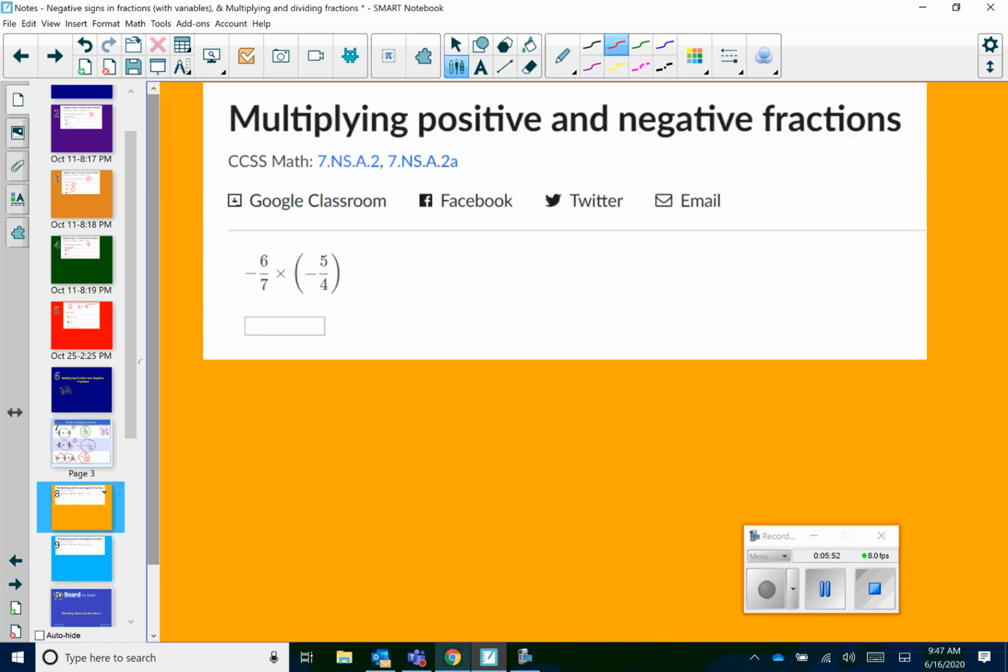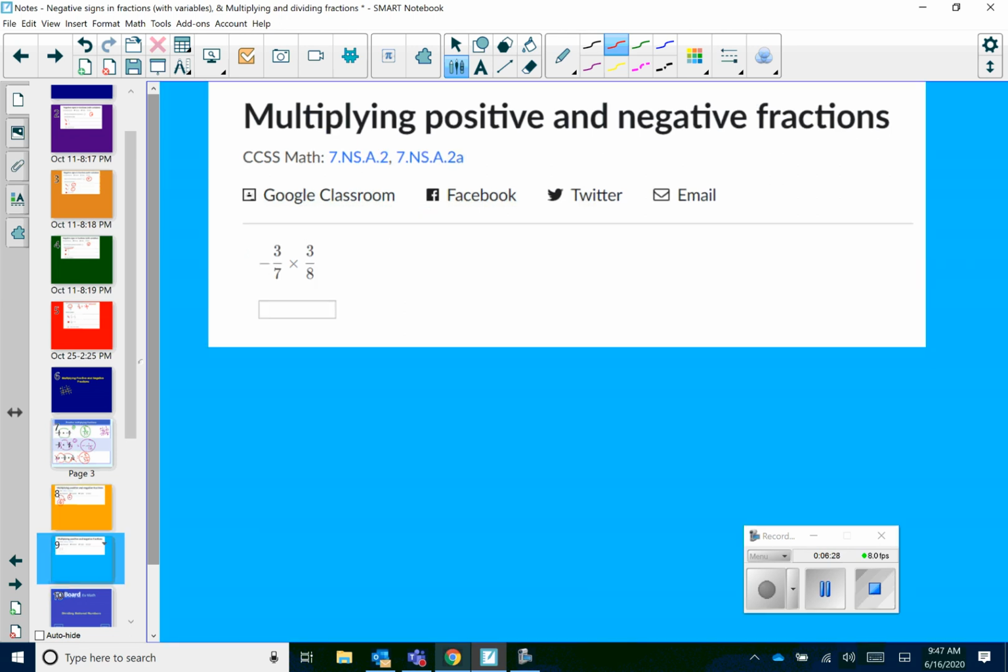Let's try a few more of these. Here we have a negative times a negative, which means my answer is going to be a positive. Looking at my diagonals, I can't cross simplify with 5 and 7, but I can cross simplify with 4 and 6. They're both divisible by 2. 4 divided by 2 is 2, and 6 divided by 2 is 3. That leaves me with 3 times 5, which is 15, and 7 times 2, which is 14. You can leave your answers as simplified improper fractions, so that's our final answer.